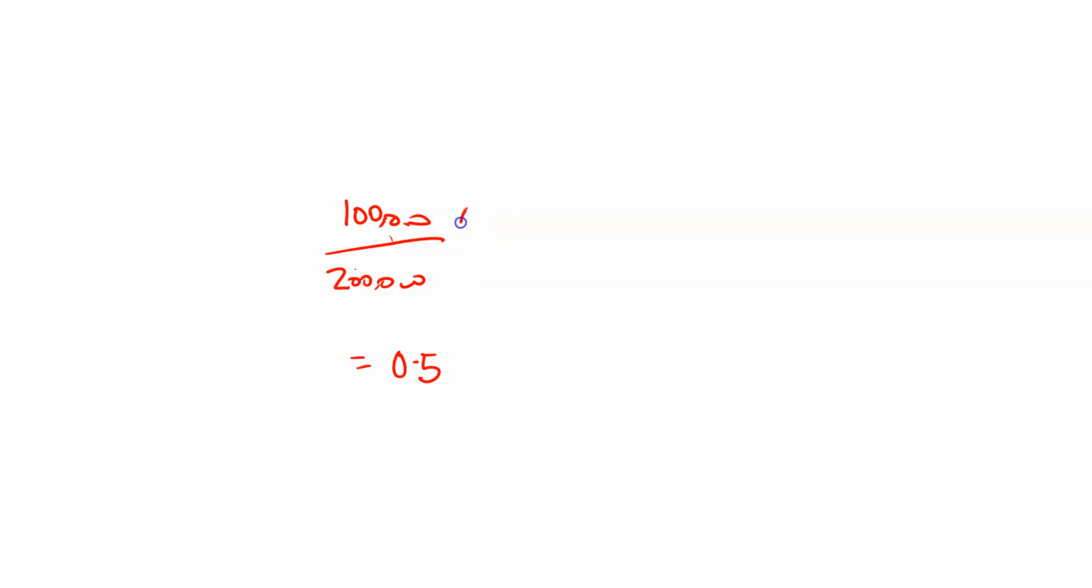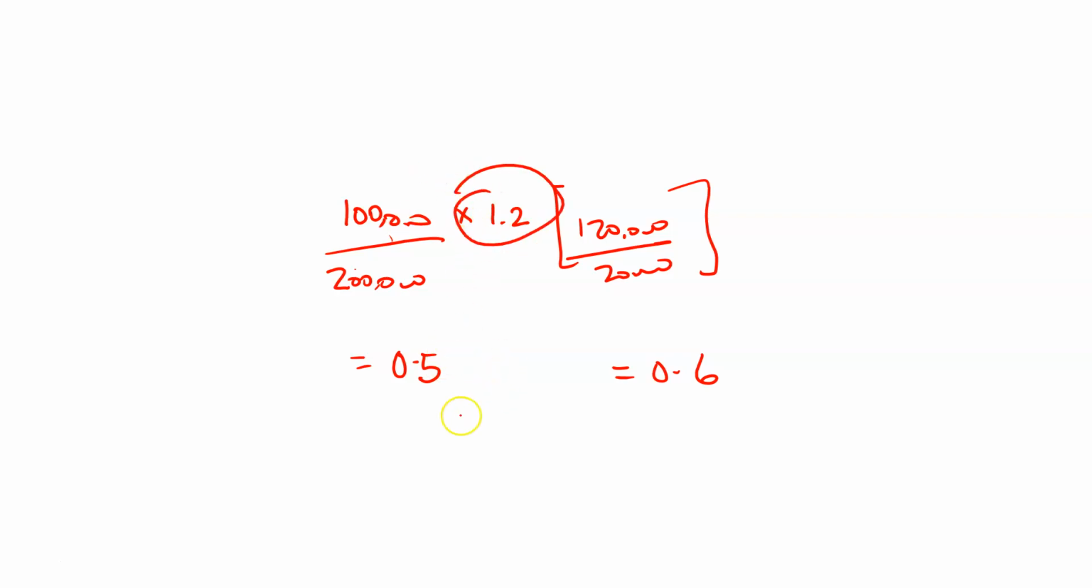Okay, so you're telling me to increase this by 20%. Okay, so I'm going to do that. So what do I now have? I now have 120,000 divided by 200,000. That's my new situation. And 120 divided by 200 gives me 0.6. The question is, how much has this increased by? Well, this is an increase of 0.1 on 0.5, which is 20%.